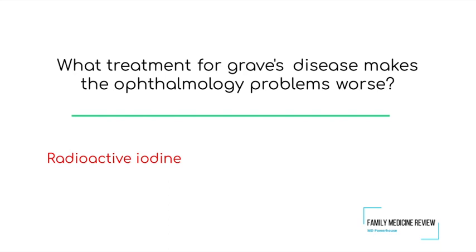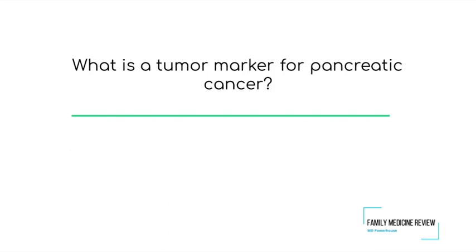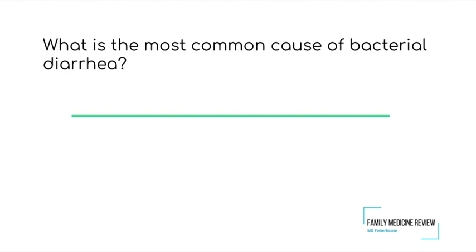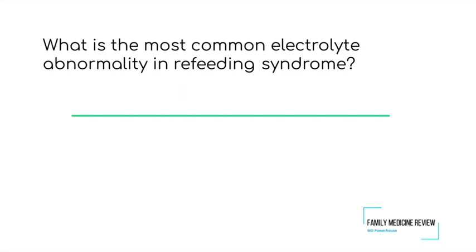What is a tumor marker for pancreatic cancer? CA19-9. What is the most common cause of bacterial diarrhea? Campylobacter. What is the most common electrolyte abnormality in refeeding syndrome? Hypophosphatemia.